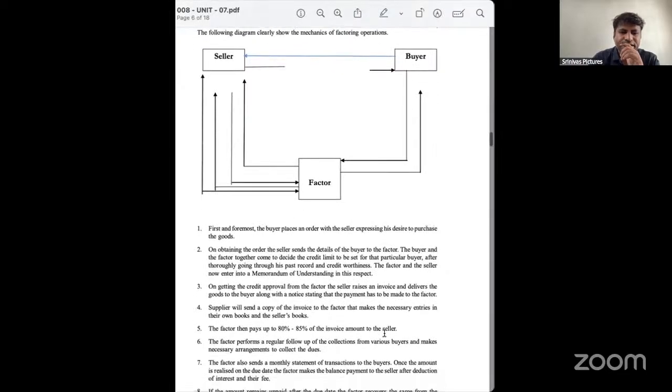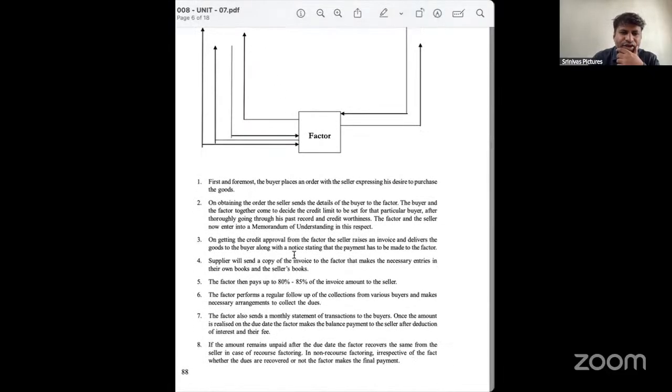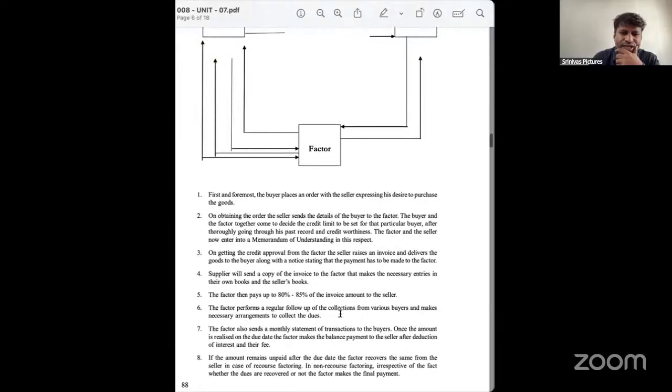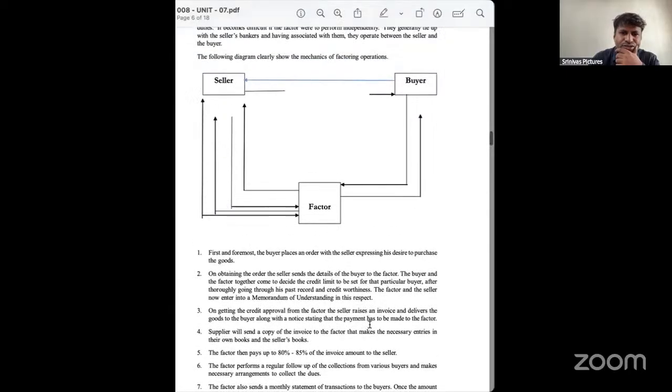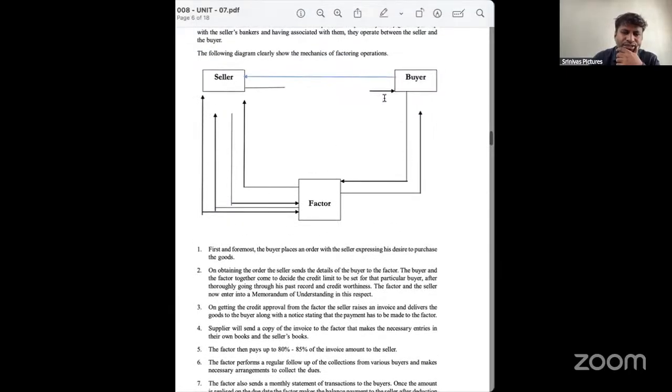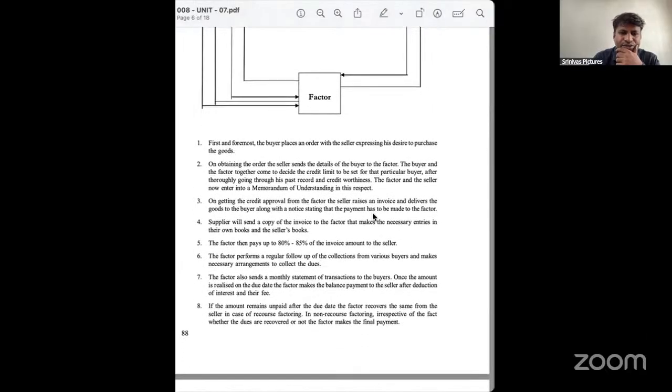The factor then pays up to 80 to 85% of the invoice amount to the seller. Next, the factor performs regular follow-up of the collection from the various buyers and makes necessary arrangements for collecting dues. So the factor approaches the buyers, stays in regular touch with them, and collects the dues from the buyers. The factor also sends a monthly statement of transactions to the buyer.